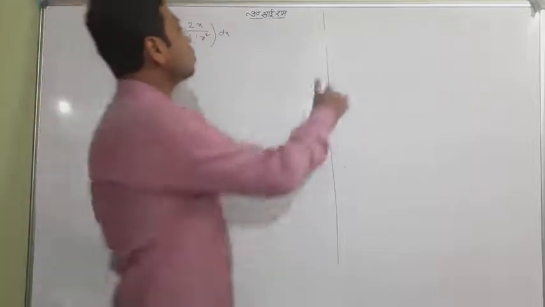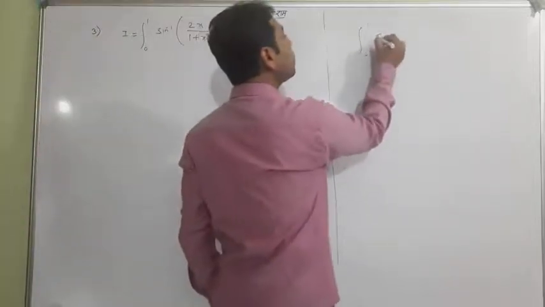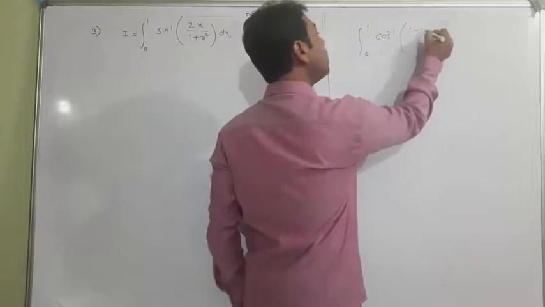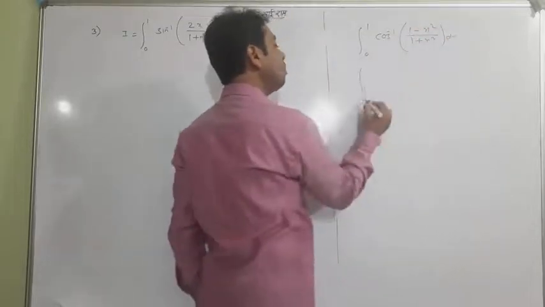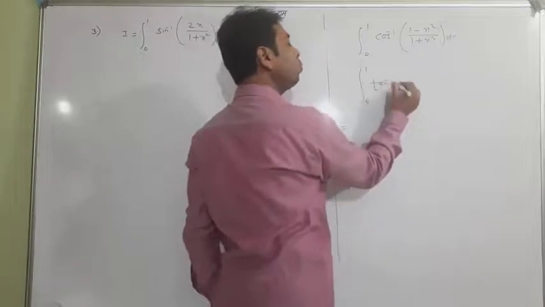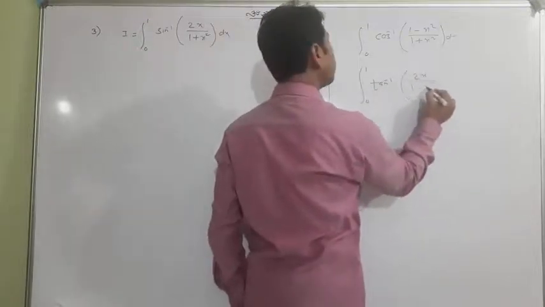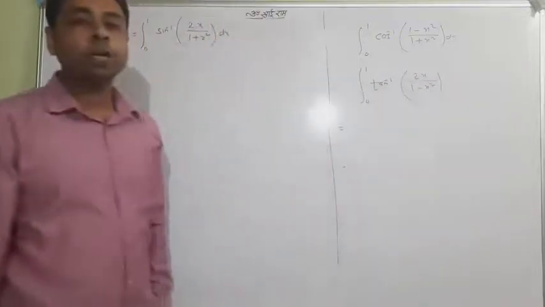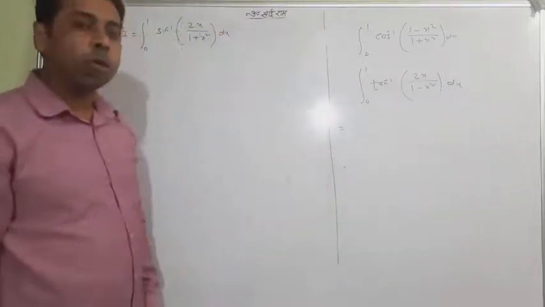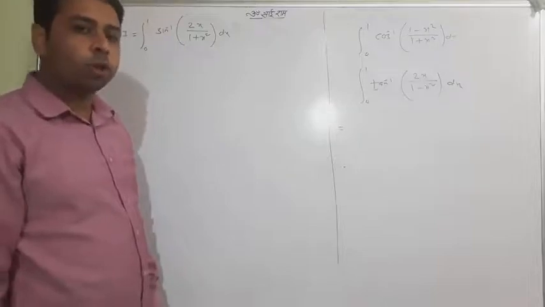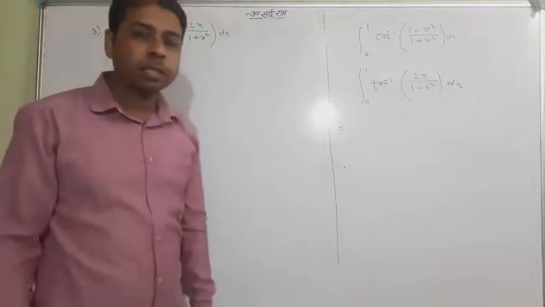Sine inverse, this question also may come like that: cos inverse of 1 minus x squared upon 1 plus x squared. This question also may come like that: tan inverse of 2x upon 1 minus x squared. Three questions may be there. And why have I written all the questions together? Because all the questions are based on the same tactic, the same idea.